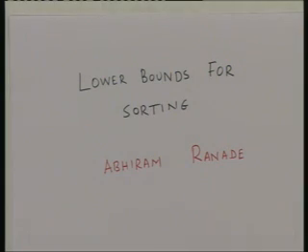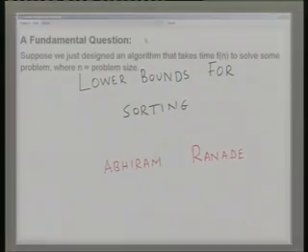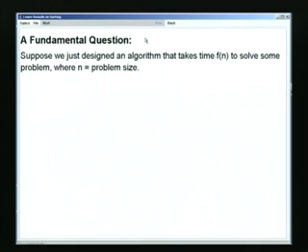Let me begin with a very fundamental, a very basic question. Suppose we just designed an algorithm that takes time f of n to solve some problem, where n is the size of the problem. What would we like to know then? Naturally, a question that we would like to ask is: is this the best possible algorithm, or can we do something better than this?